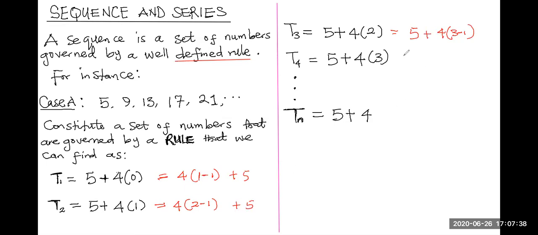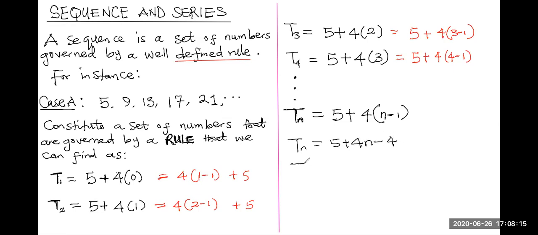All right? So also when it is the fourth one, it is something like 5 plus 4 multiplied by 4 minus 1. So we observe here that in all of them, when you consider a particular term, it is 4 multiplied by 1 less than the term you are considering. So since we are considering the nth term here, it's going to become 4 multiplied by n minus 1. And of course, when you expand, our Tn is equal to 5 plus 4n minus 4.